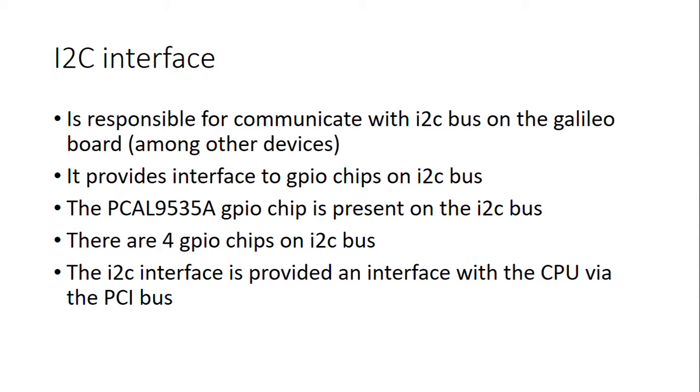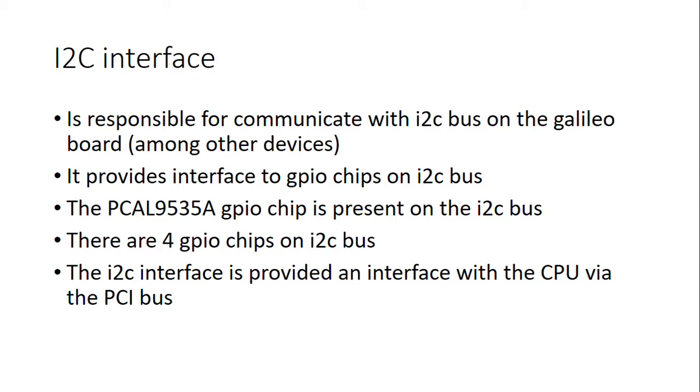So let's talk about the I2C interface. The I2C interface is responsible for communication on the I2C bus on the Galileo board, because we've already read about the Galileo board. It also has this I2C interface, and we can use it for communication on the I2C bus. We know different things that we have on the I2C bus, like GPIO chips, 4 GPIO chips on the I2C bus actually, and this PCAL9535 GPIO chip is the actual chip on the I2C bus.